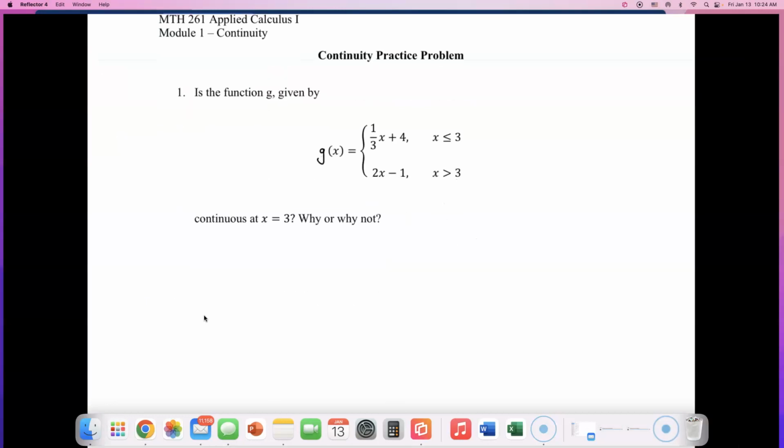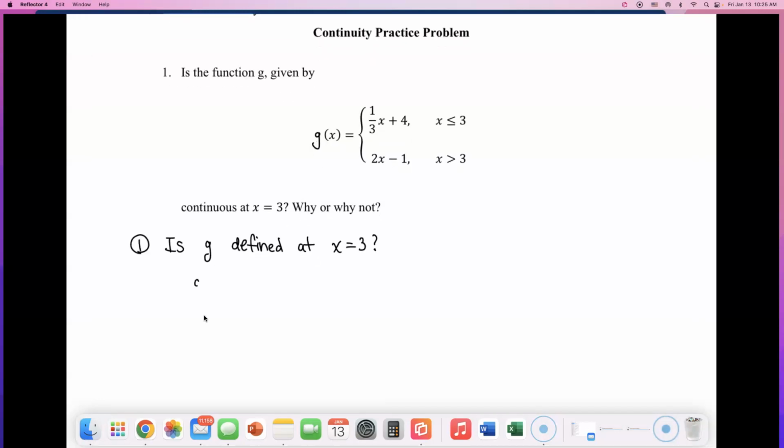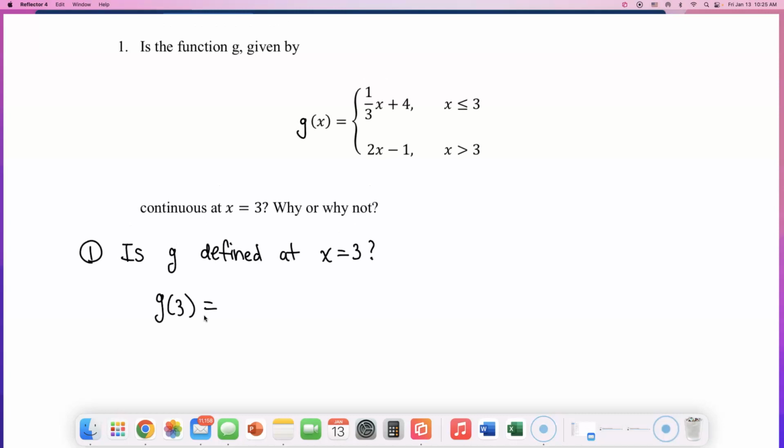So part number one, we're going to test, is g defined at x equals 3. So let's find g of 3. If you look at the inequality symbols over here, this symbol right there says use the top piece if x is less than or equal to. Because of this bar underneath, we're going to plug in the 3 into this top piece, okay? The bottom, you use this when x is bigger than 3. So plug in the 3 into the top expression to find what g of 3 is.